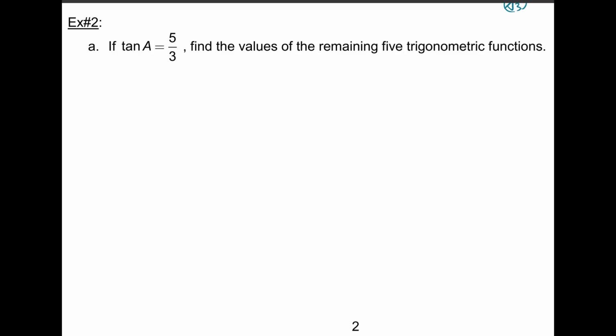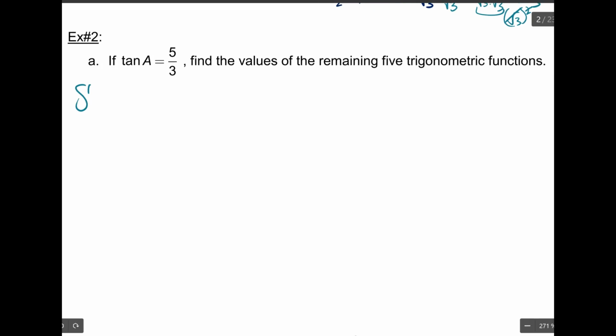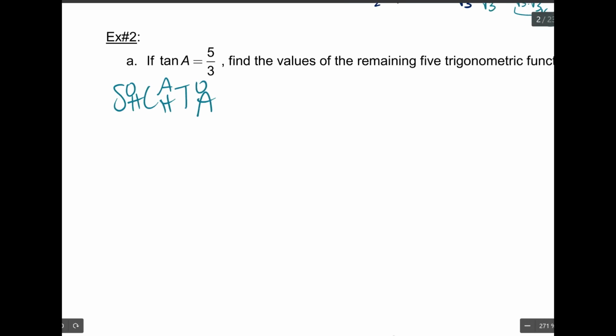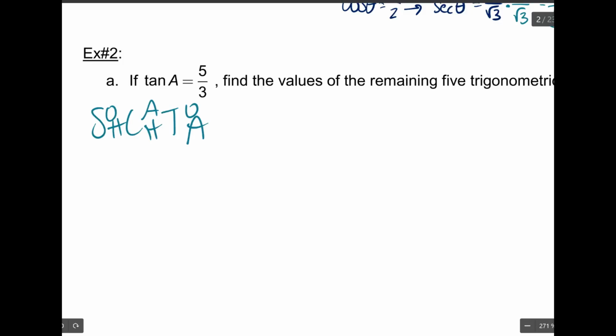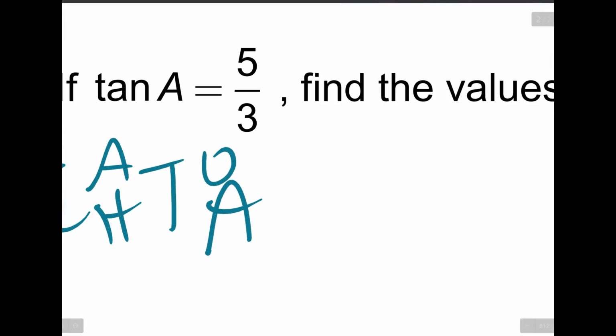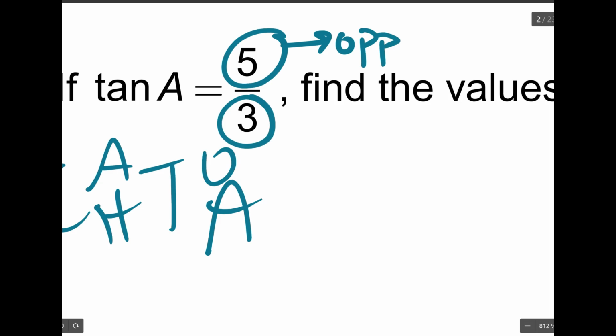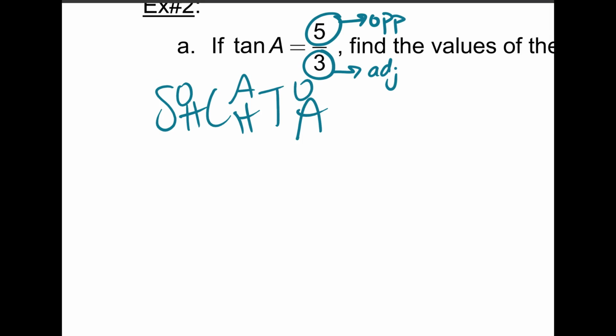Okay, so pause. SOHCAHTOA, tangent of an angle is what? Tangent of an angle is TOA, opposite over adjacent. So that means 5 is my opposite side and 3 is my adjacent side. Can I draw a triangle with this? Yep, 100% I can. So I'm going to draw a triangle.